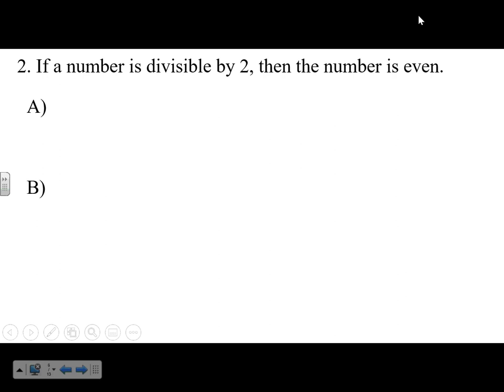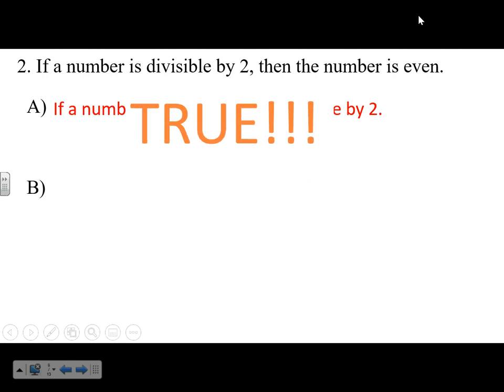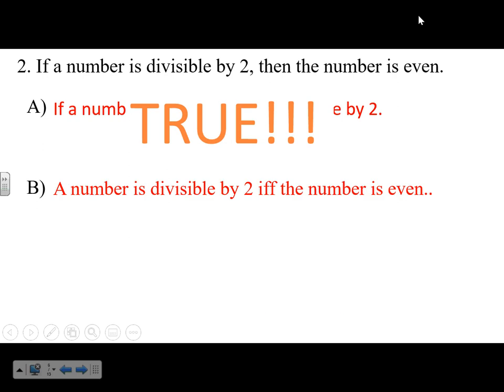Number two: if a number is divisible by 2, then the number is even. That's true. The converse: if a number is even, then it's divisible by 2. That is true. So the biconditional: a number is divisible by 2 if and only if the number is even. And there shouldn't be two periods right there. That's not some fancy notation. I accidentally typed that wrong.